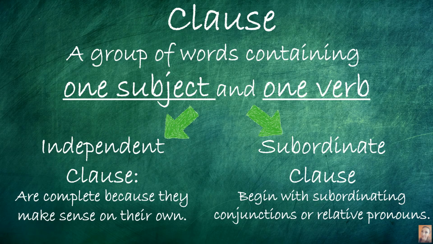A clause is a group of words containing one subject and one verb. There are two types of clauses, independent clauses and subordinate clauses. The independent clauses are complete because they make sense on their own, and the subordinate clauses begin with subordinating conjunctions or relative pronouns, which both play a key role in making the clause subordinate. Let's examine some examples to understand these clauses more clearly.